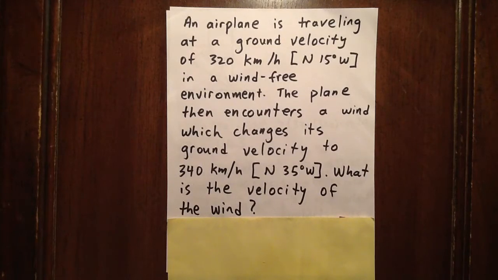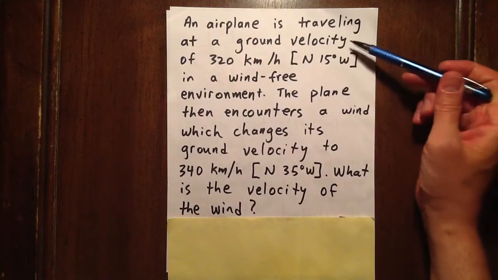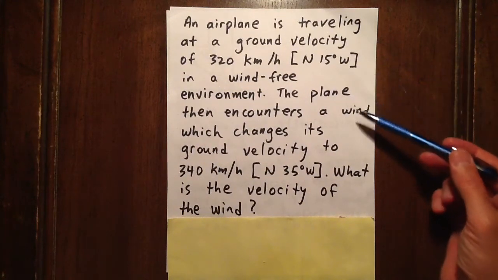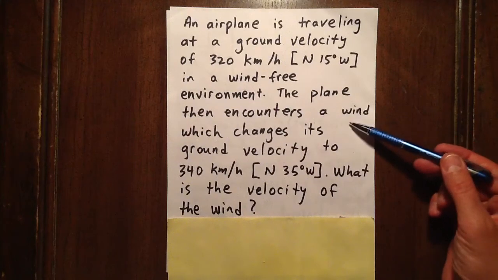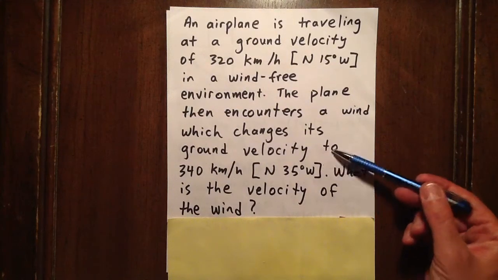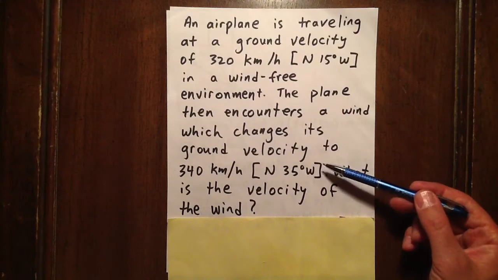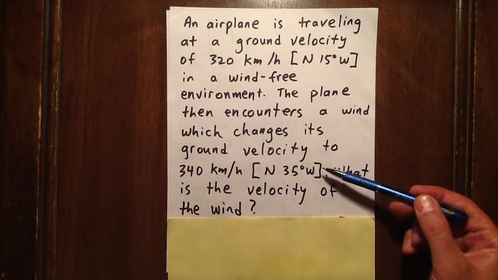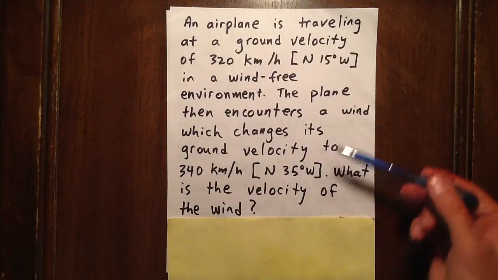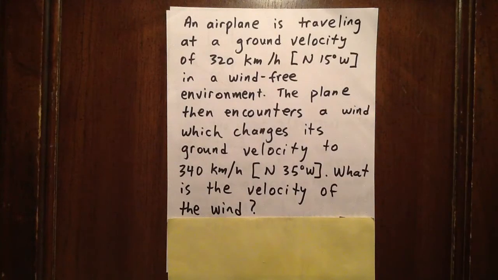In this question, we have an airplane traveling with a given ground velocity in a wind-free environment. Now, that's going to be one of our component vectors. And the plane encounters a wind, which is another component vector, giving an ultimate ground velocity, which is a resultant vector. What makes this question challenging is we have to realize that we have a component and a resultant, and we're looking for the other component.